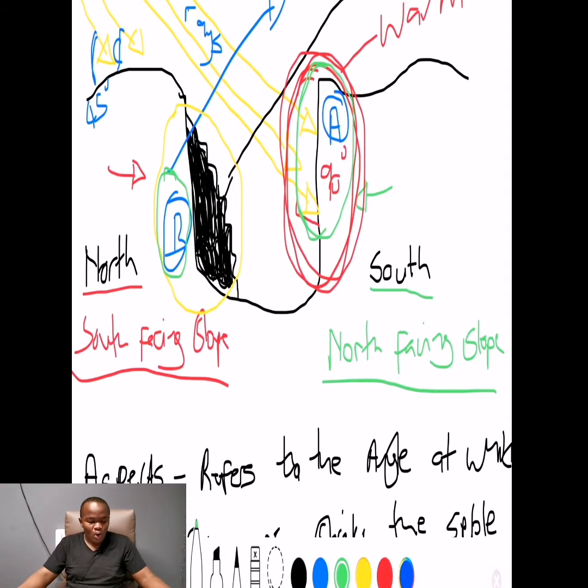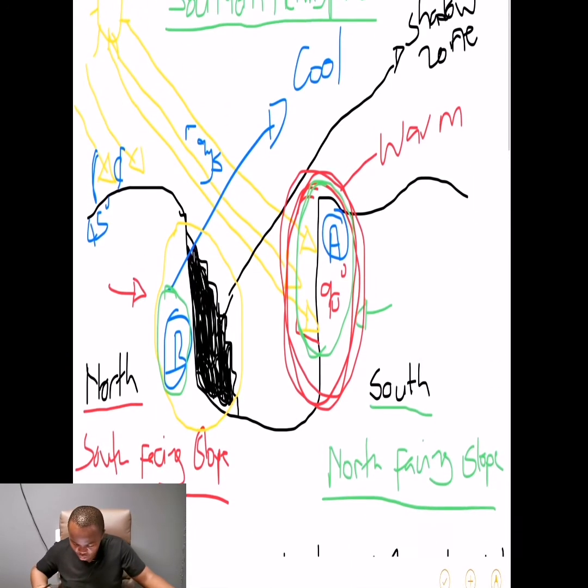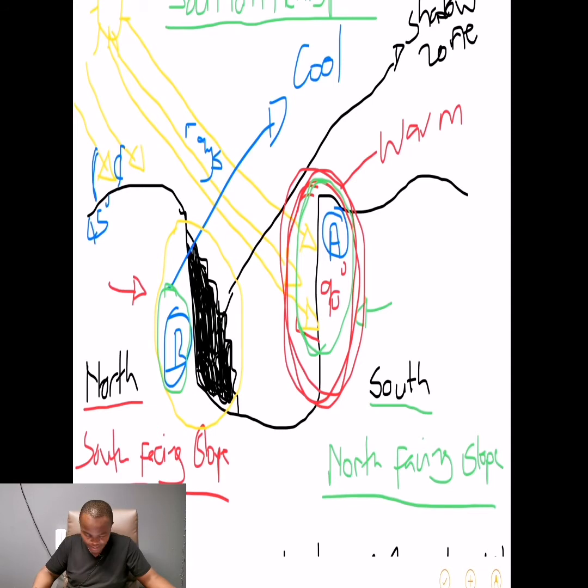All right, now let us look at the influence of the aspects on our settlement. So, how do the aspects influence settlement? In the southern hemisphere, here is our southern hemisphere. This diagram shows the southern hemisphere.